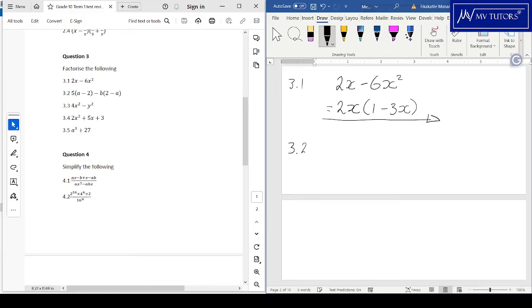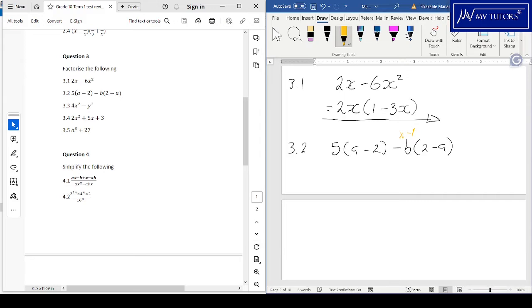3.2, I have 5a minus 2 minus b and then 2 minus a. Okay, so here I have inside the brackets a minus 2 and 2 minus a, which means I need to change one of them to become the other. So what I'm going to do is change this minus b by multiplying outside the bracket with minus 1. Okay, that's the operation you have to do.